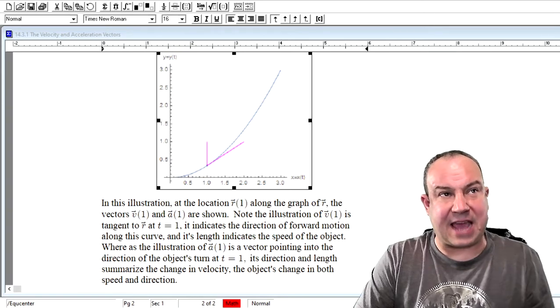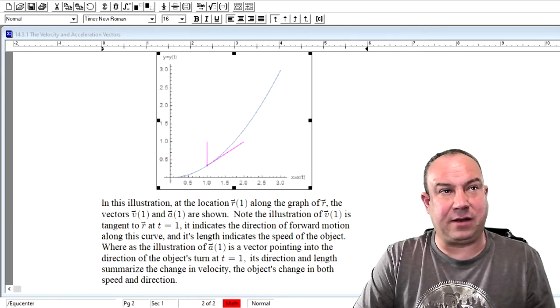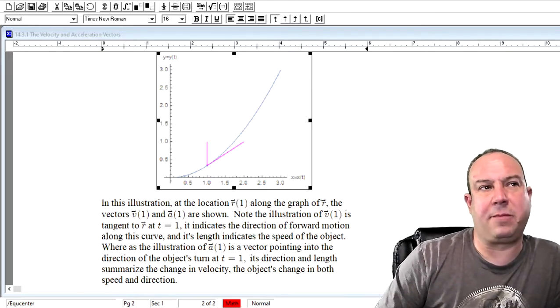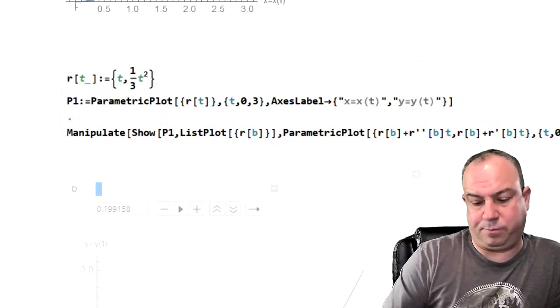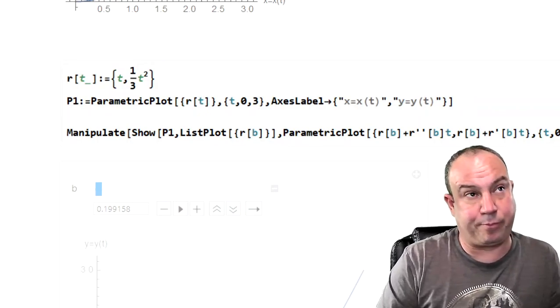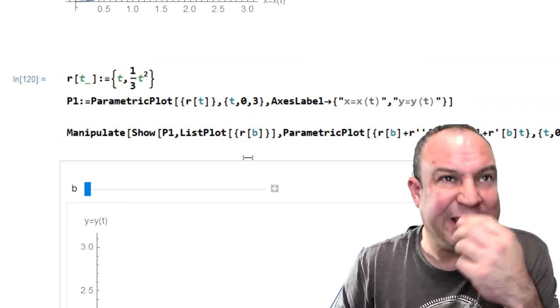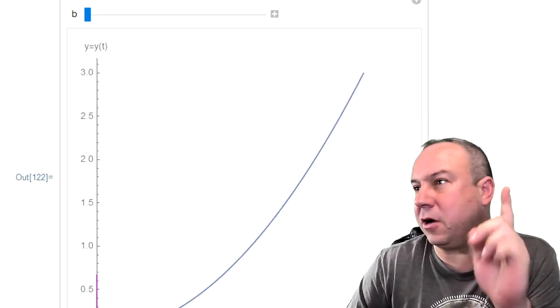I can't get rid of that bit, but I can get rid of this bit. This is all I need to run my program here. So if I run this program on Mathematica, you will see that it does give me my curve down below here.